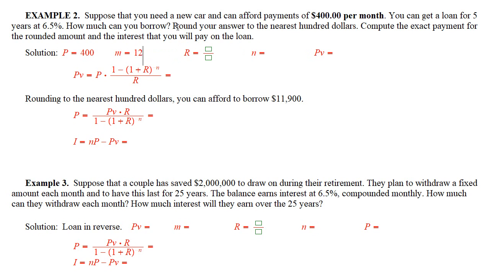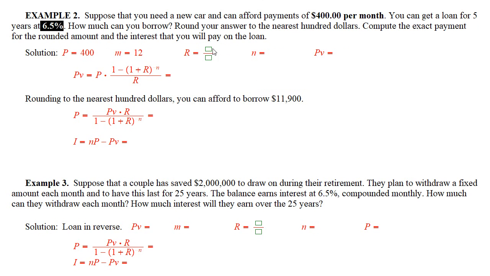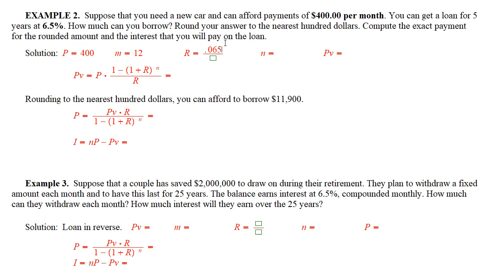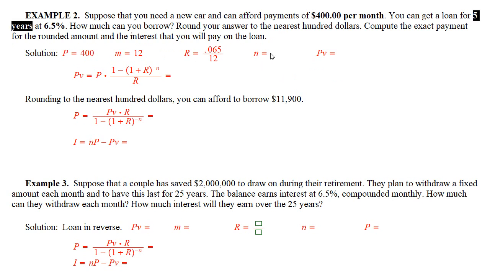So M will be 12. And then R is our APR, which is the 6.5%, and that's 0.065 as a decimal. And we're going to divide that by 12. Let's see if that's a nice rate. No, repeating. So we'll leave it as 0.065 divided by 12. N, this is a 5-year car loan. So 5 times 12, 60 months total. And then the PV, that's our question mark. That's what we're trying to find.